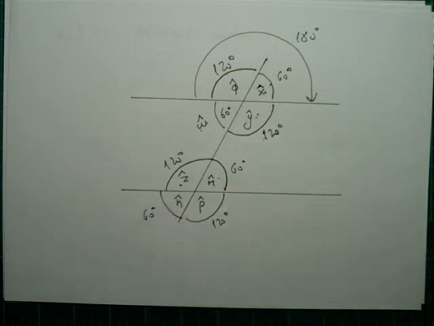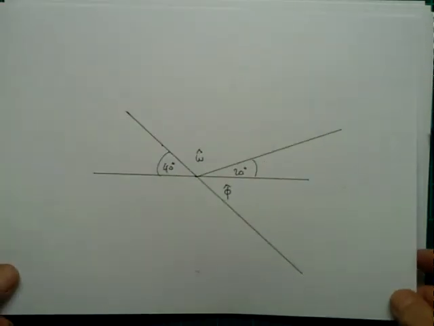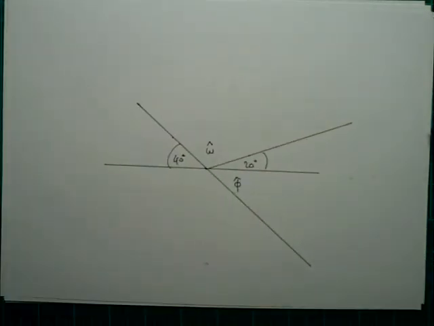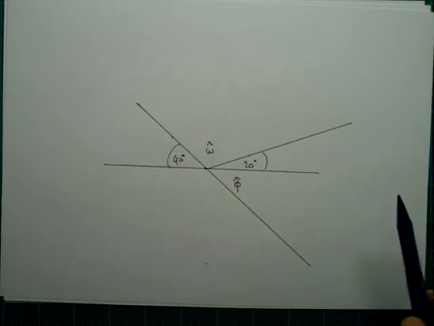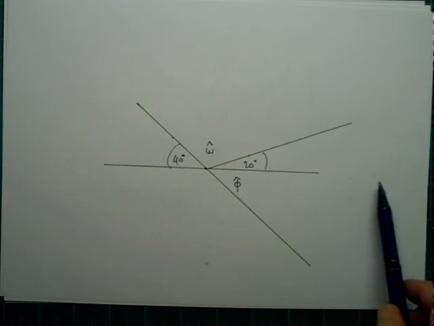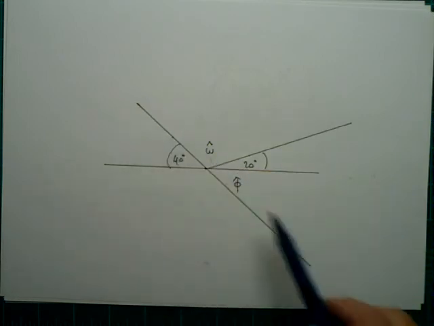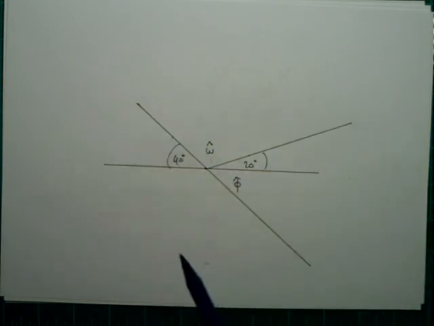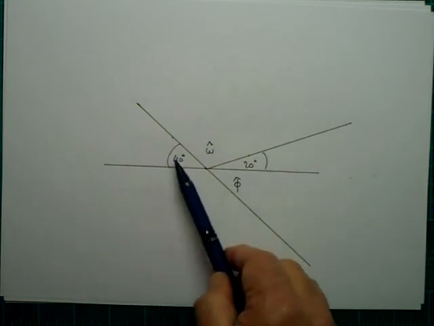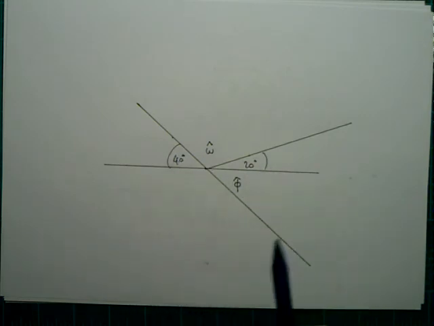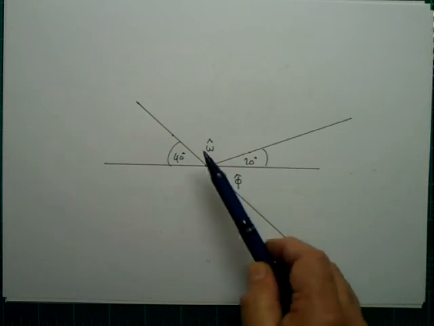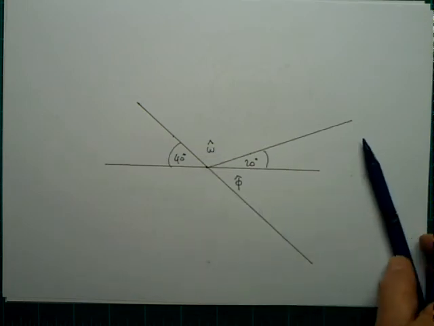Okay, now let's get to two more examples before ending this video. Well, this is a more complicated exercise. Now, we have a straight line here and a crossing line here, another crossing line here. What we have is this angle, 40 degrees and 20 degrees, and you must find omega and phi. Okay, pause the video again.